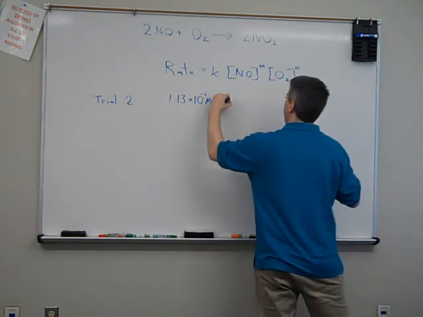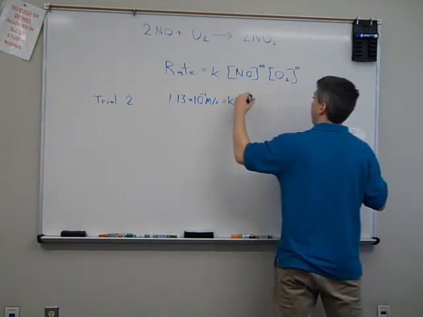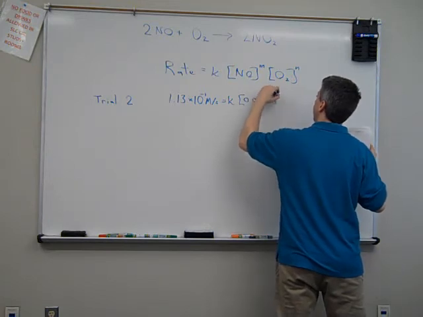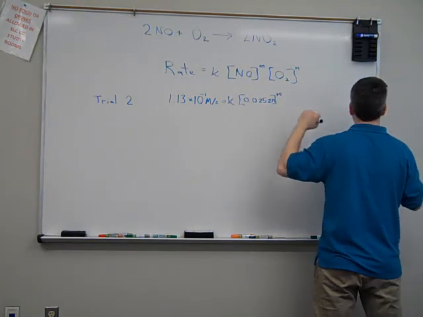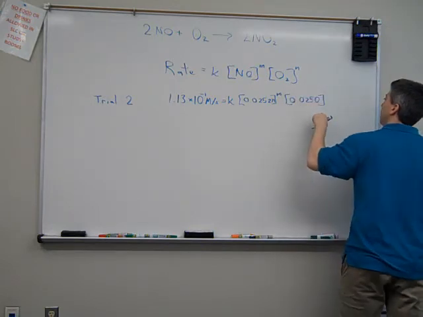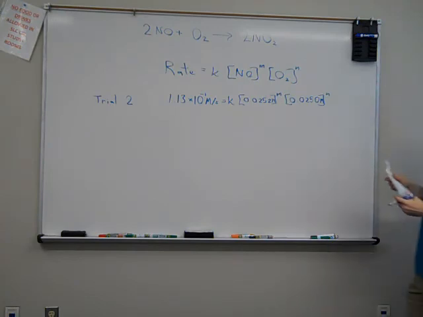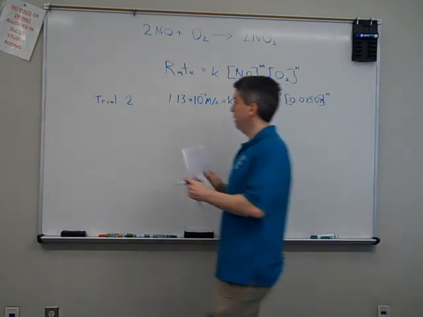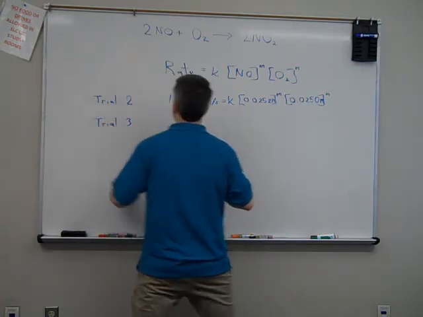And that's equal to k, which I don't know, times the concentration of NO for trial 2, which is 0.0252 molarity to the m power, times the concentration for oxygen, which is 0.0250 to the n power. Okay? So here I have 3 unknown variables. No way to solve for the exponents with this. So then I set up another set of rate data with trial 3.